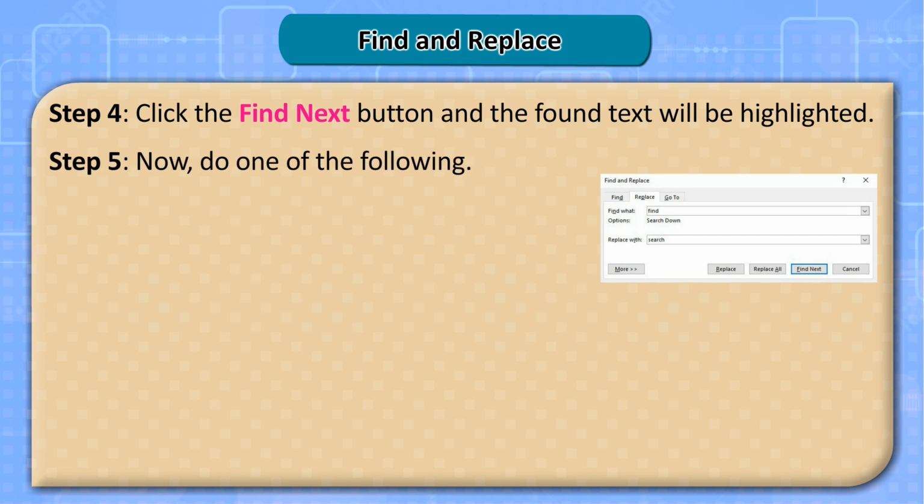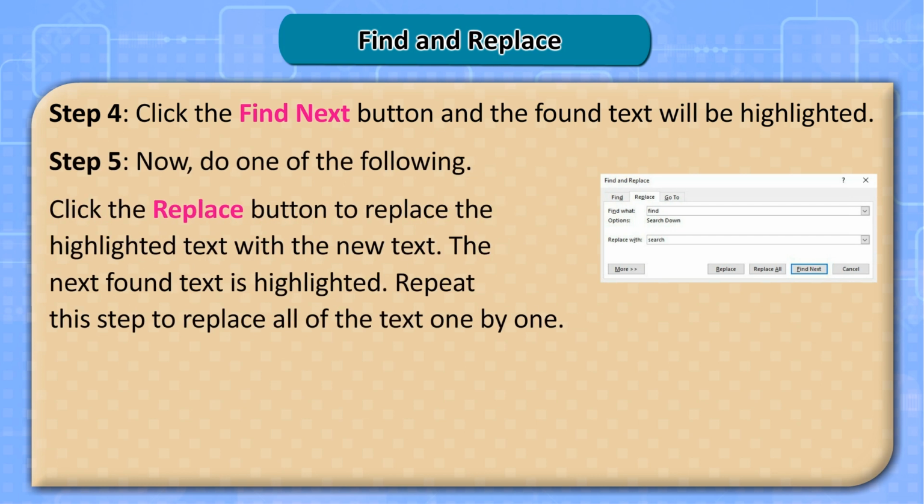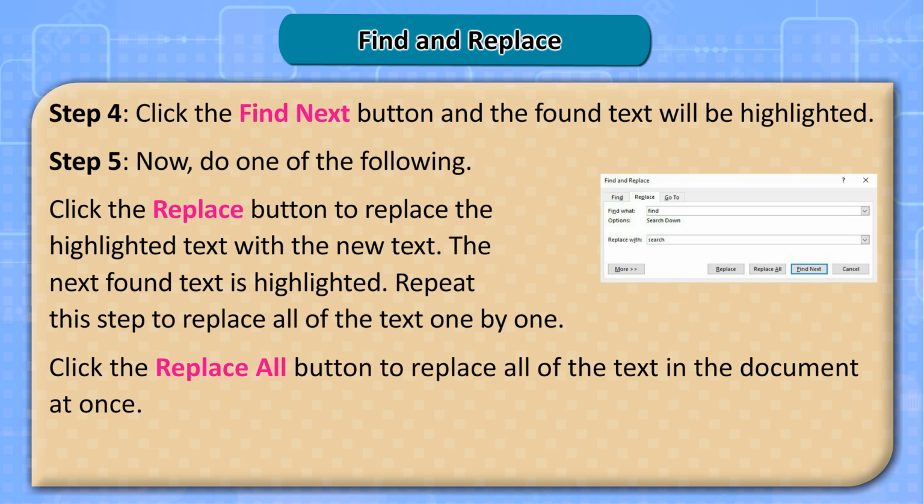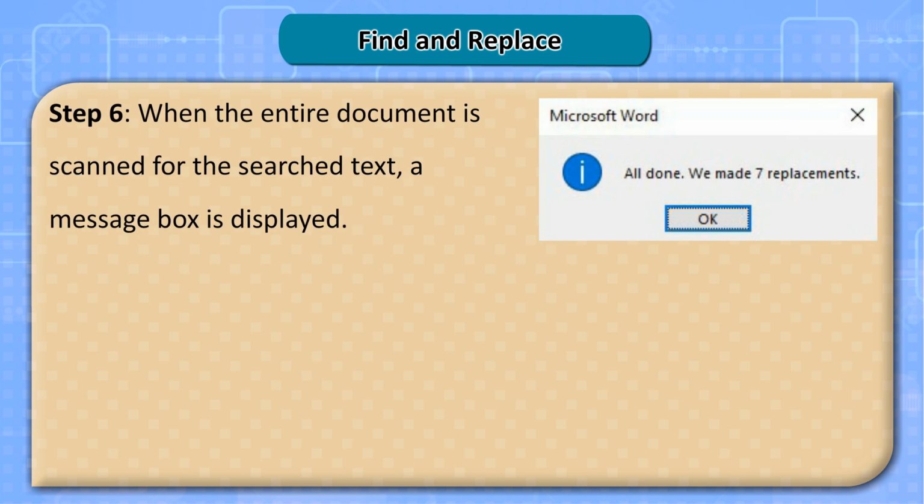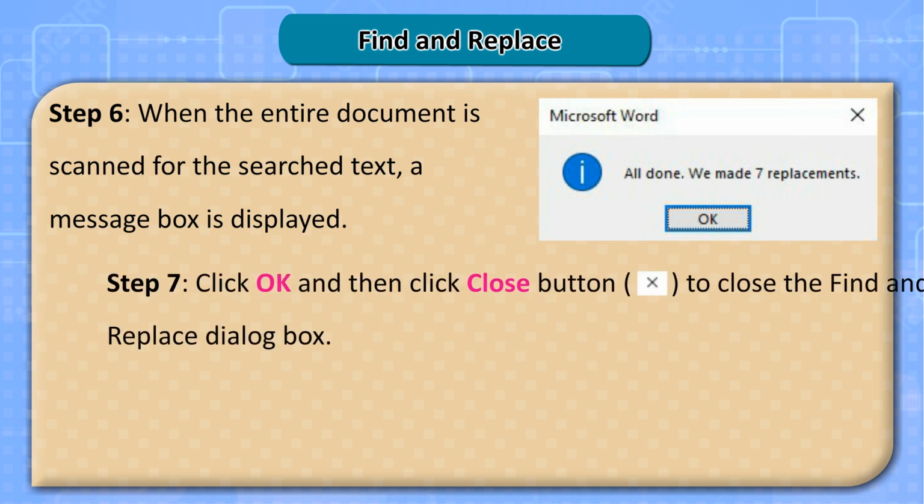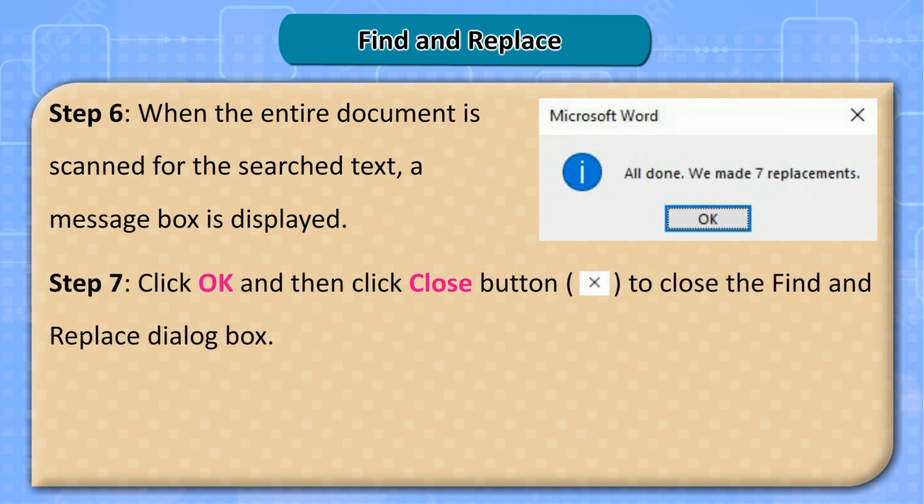Step 5. Now, do one of the following. Click the Replace button to replace the highlighted text with a new text. The next found text is highlighted. Repeat this step to replace all of the text one by one. Click the Replace All button to replace all of the text in the document at once. Click the Find Next button to skip the text we do not want to replace. Step 6. When the entire document is scanned for the search text, a message box is displayed. Step 7. Click OK and then click Close button to close the Find and Replace dialog box.